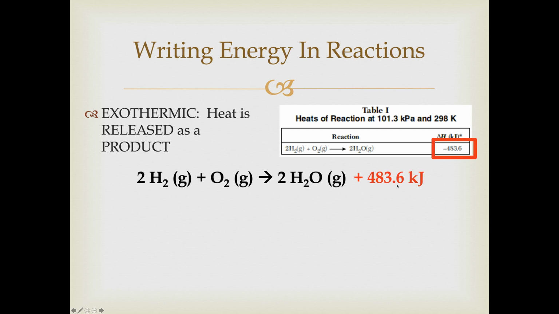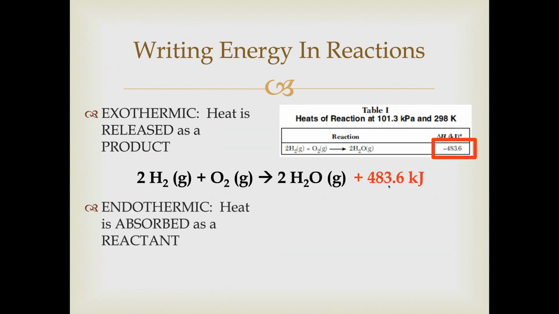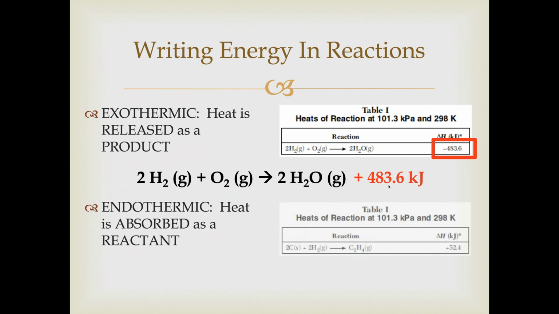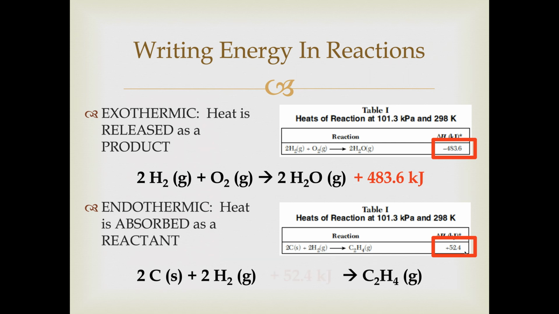So this is the total amount of heat that was lost, and we show that loss by putting the heat on the right side, the product side of our reaction. In an endothermic change, we put the heat on the left side. So in this reaction, the change in heat is plus 52.4, which means when we write the reaction, we put that heat on the left side of the reaction.